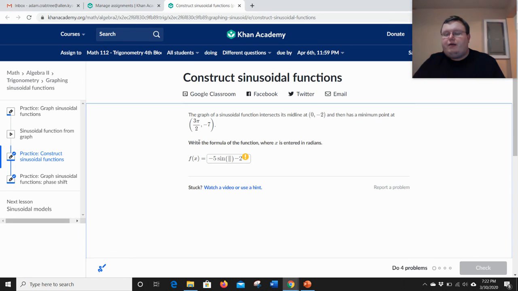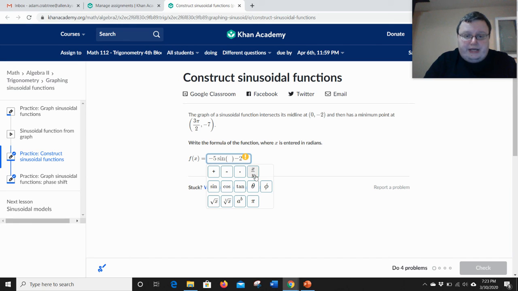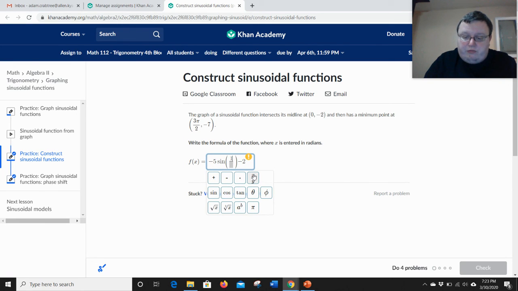Okay, hopefully that makes sense. So the B value is 1/3. So I'm going to type a 1/3 in here. Notice it gives you the option of a fraction right here. So you're going to hit 1/3, and we're going to put X right there. Now, normally we were going to open up the parentheses right there too, because we could have a phase shift.